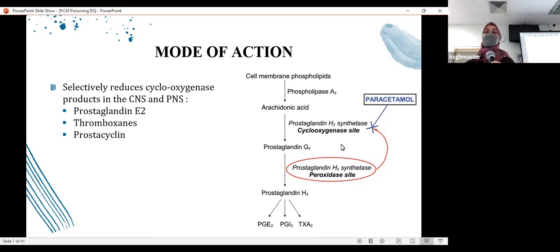So where does paracetamol act? There are many theories, but it's commonly understood that PCM acts on your COX enzymes as well as your peroxidase enzymes. So it inhibits the pathway here as well as here. So it inhibits the formation of your prostaglandins.